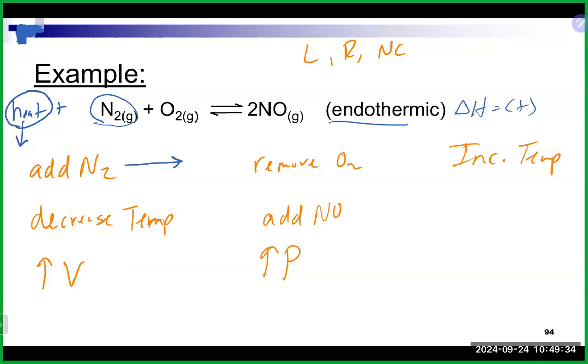That would mean that we would have more products than reactants, and would cause actually the reverse reaction to occur and head towards, basically, where we removed it from. Question on that one there?